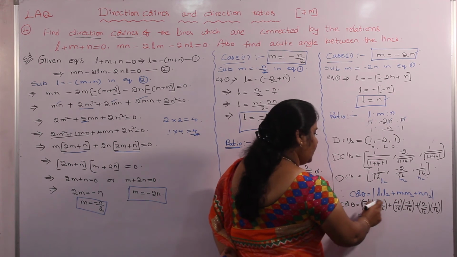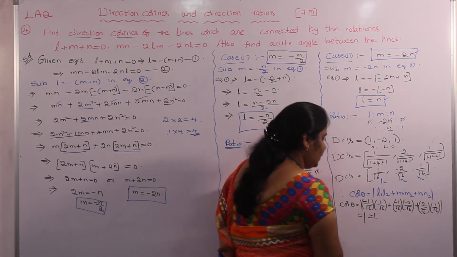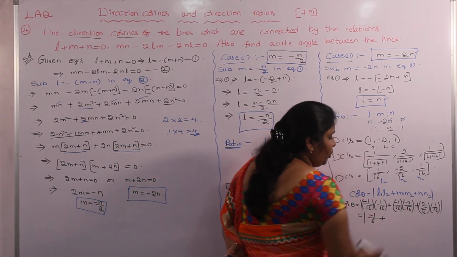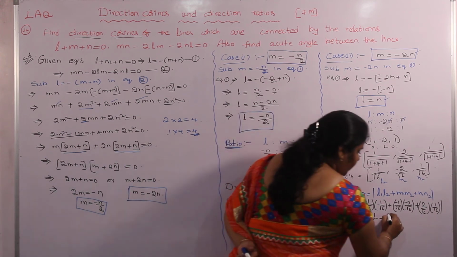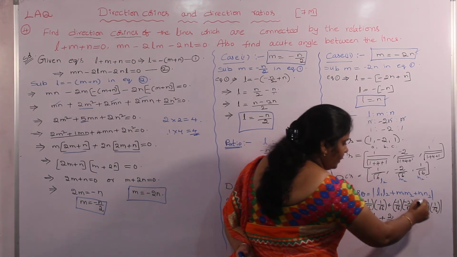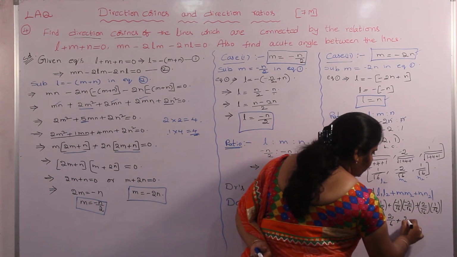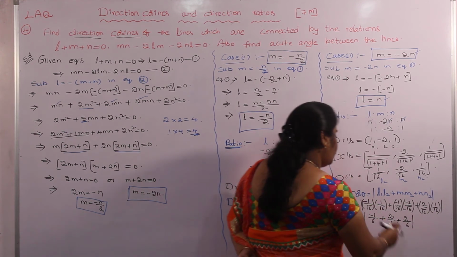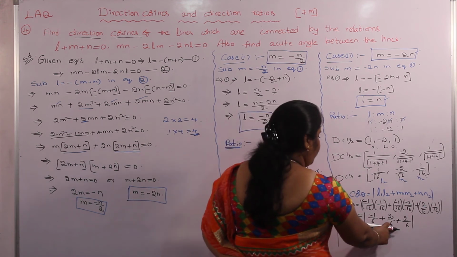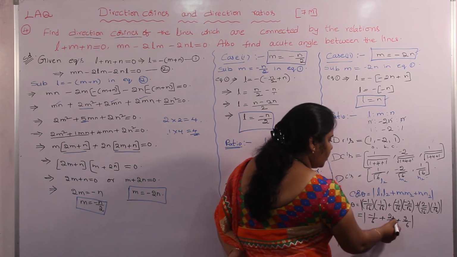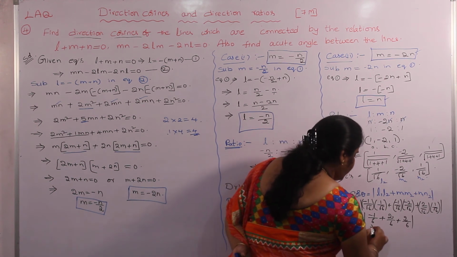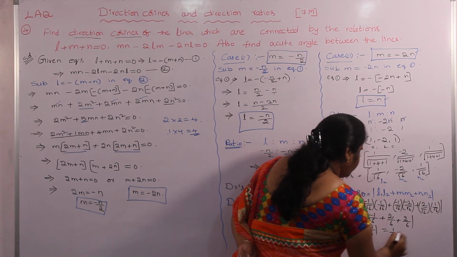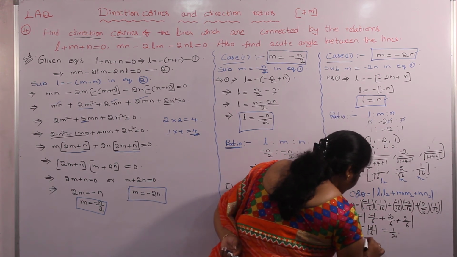That is equal to minus 1 into 1 is minus 1, root 6 into root 6 is 6, so minus 1 by 6, plus minus 1 into minus 2 is 2, that is 2 by 6, plus 2 ones are 2, by root 6 into root 6 which is 6. When the denominators are equal we add the numerators: 2 plus 2 is 4, 4 minus 1 is 3. That is 3 by 6, modulus of 3 by 6. 3 by 6 can be written as 1 by 2. Therefore cos theta is equal to 1 by 2.